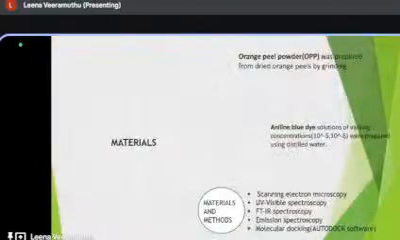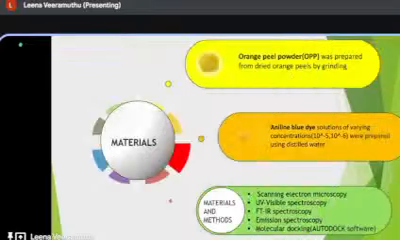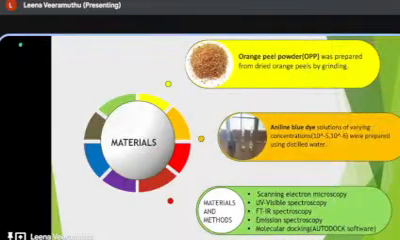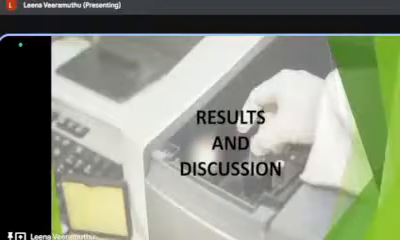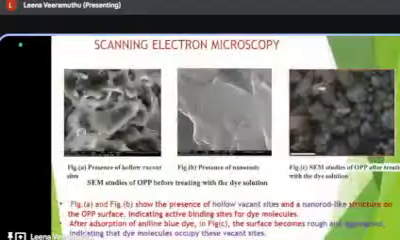Firstly, fresh orange peels were washed thoroughly, dried, and ground into fine powder. This orange peel powder, represented by OPP, was then added to different concentrations of aniline blue dye solution and kept on a mechanical shaker. After the interaction, the solution was filtered and used for further analysis. Now I will proceed to the results and discussion part of my presentation.